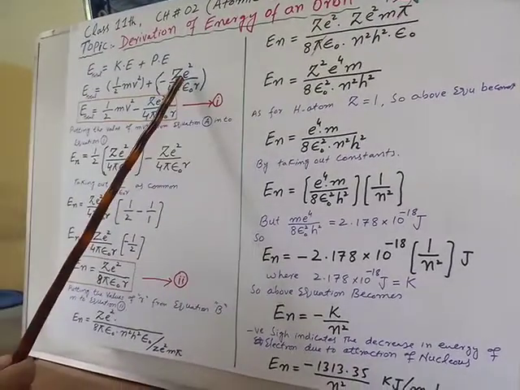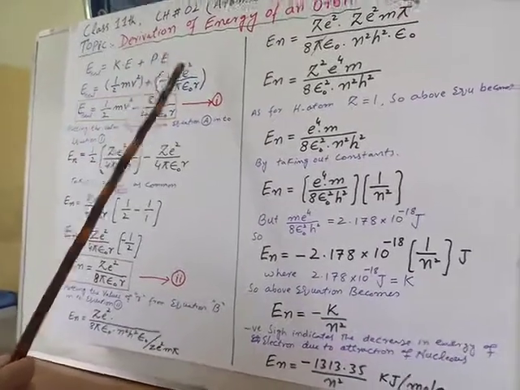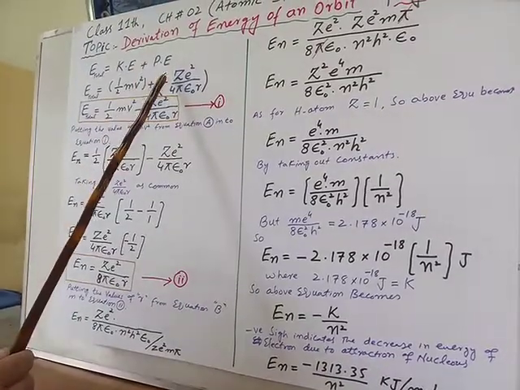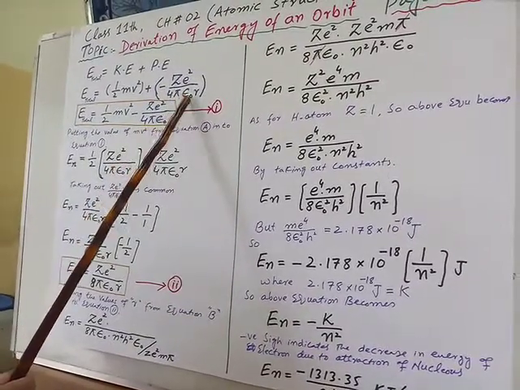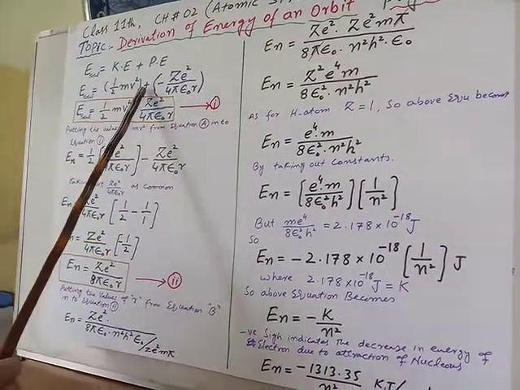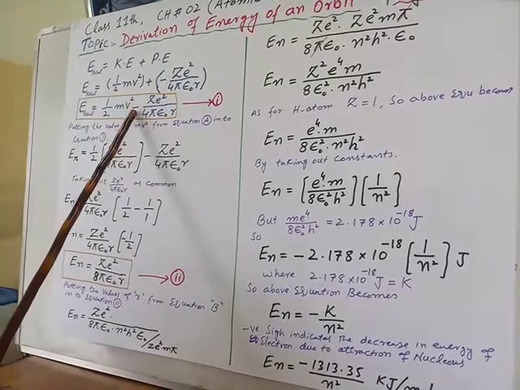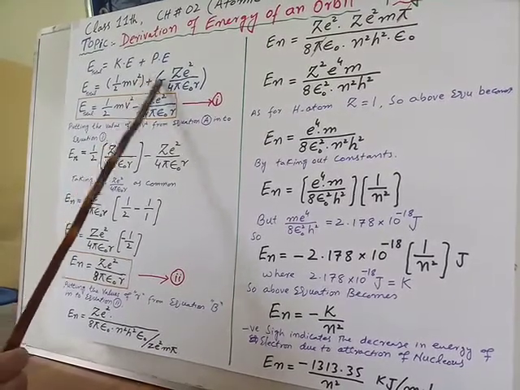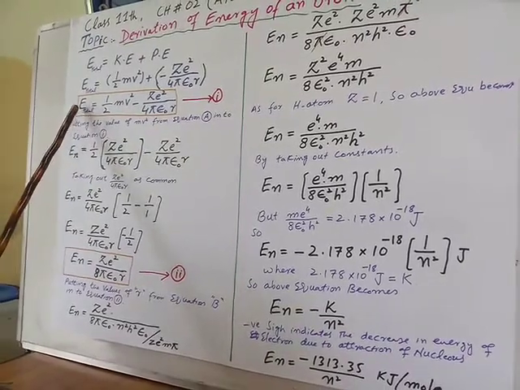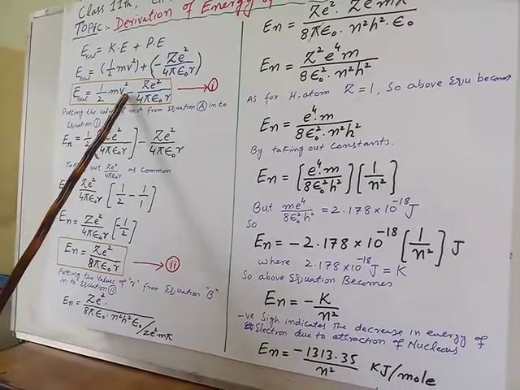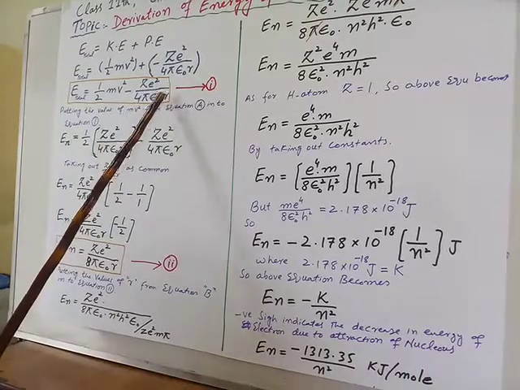We will discuss this in class, but for the time being, just remember that potential energy is equal to minus Ze square by 4 pi epsilon naught r. Plus into minus is equal to minus, multiplying these two, we get this term. So here we get E total is equal to half mv square minus Ze square over 4 pi epsilon naught r.